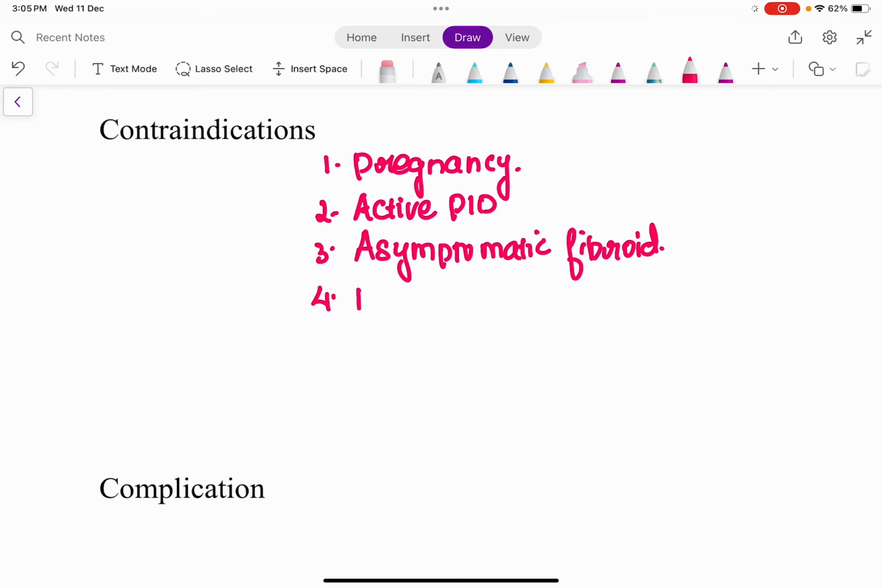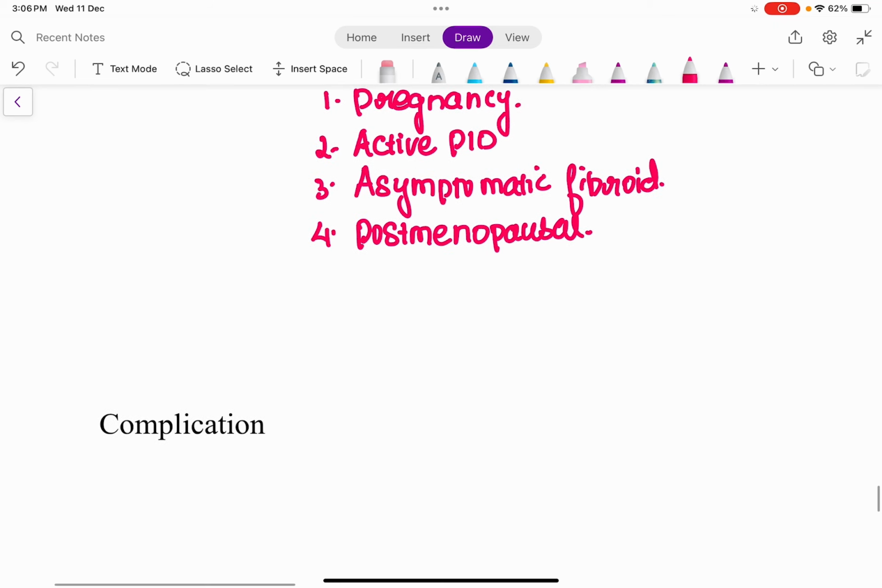Is that clear? Yes. And in postmenopausal female, as I told you earlier, the fibroid itself will shrink as the female crosses the menopause age, because in menopause there is a decrease in the amount of estrogen and progesterone in her body, and fibroid is predominantly an estrogen and progesterone dependent tumor. As the level of estrogen and progesterone decreases in her body, the fibroid will eventually shrink in size and necrose. Is that clear? Yes.